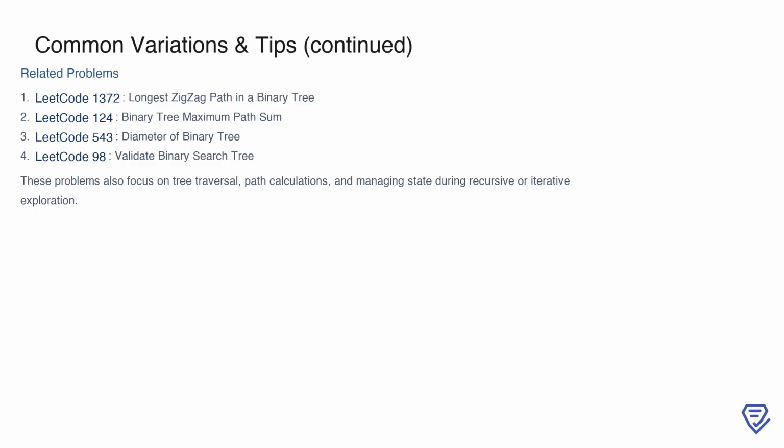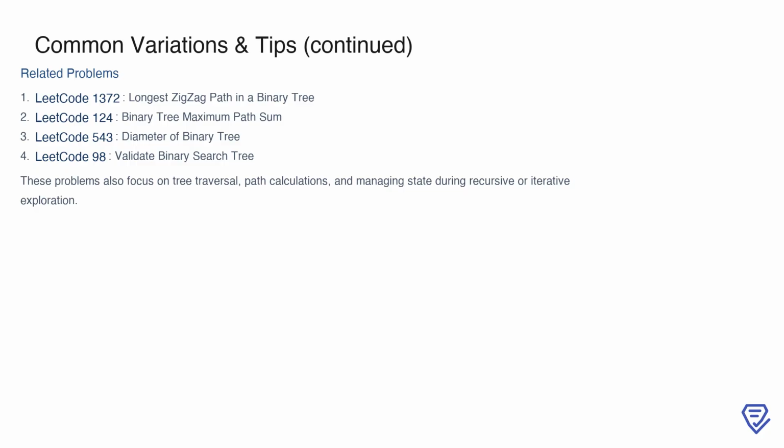There are also related problems that share similar concepts and can help deepen your understanding of tree-based questions. For instance, LeetCode 1372, longest zigzag path in a binary tree, directly aligns with the current problem. LeetCode 124, binary tree maximum path sum, focuses on calculating paths within a tree structure as well, but with a different metric.